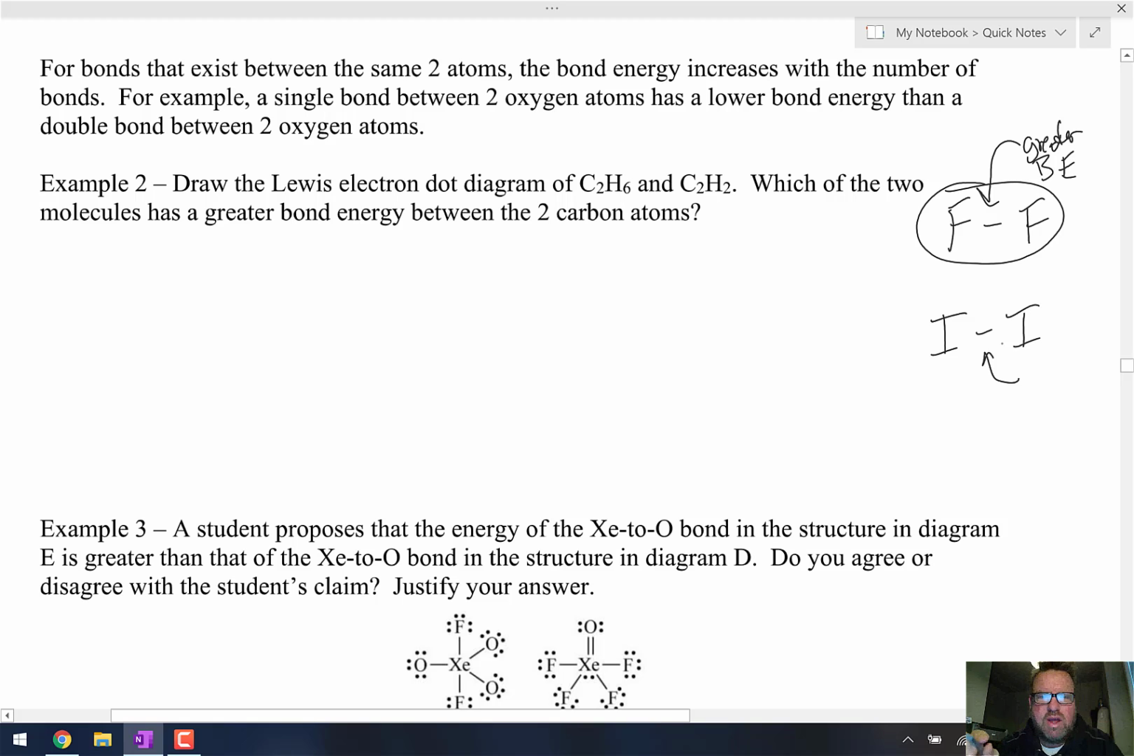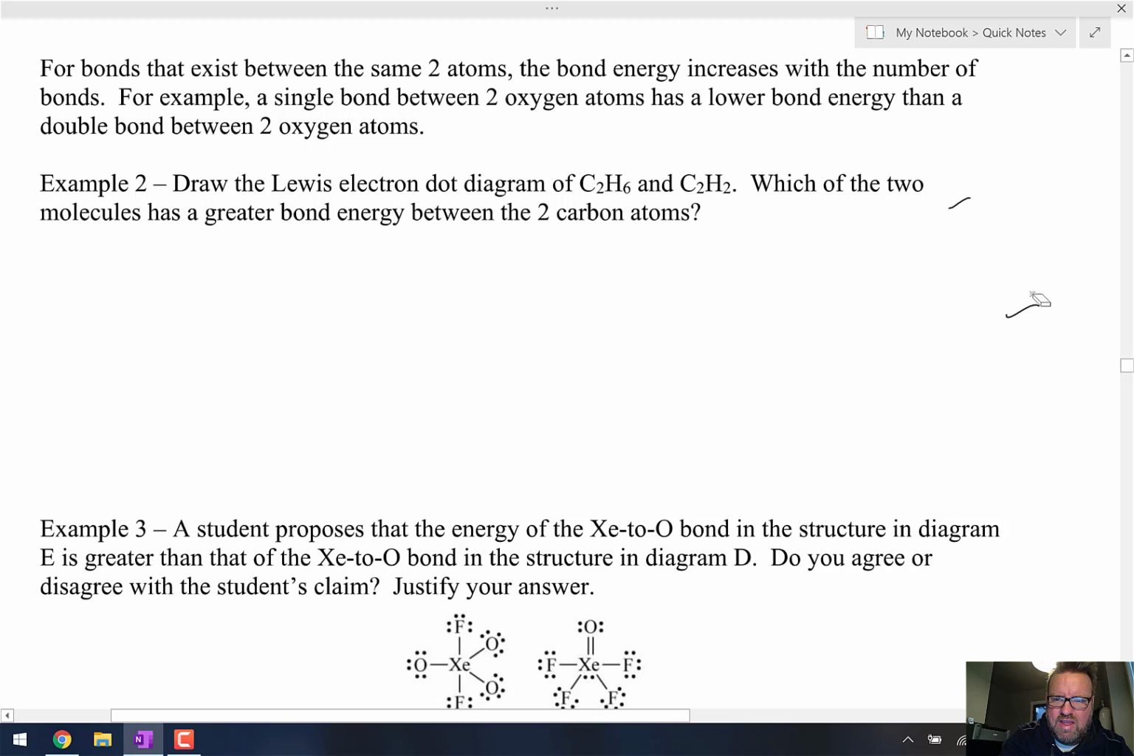Okay, well, what about, and we've talked about this a little bit, when you have two atoms that are the same atom, but they have a different number of bonds? For example, if you have a bond that exists between the same two atoms, if you go from a single bond to a double bond, that changes the bond strength. And that makes sense because double bonds are stronger than single bonds.